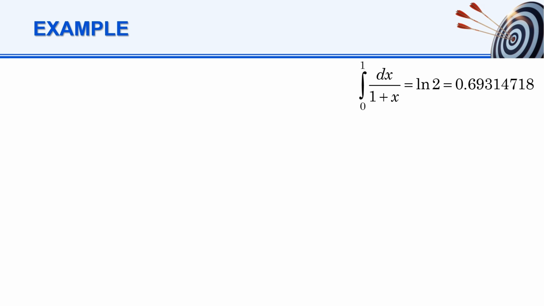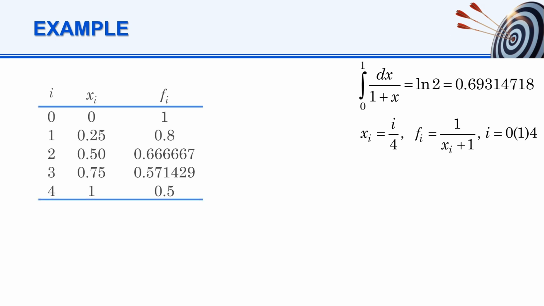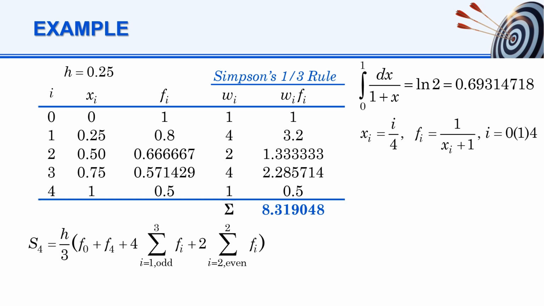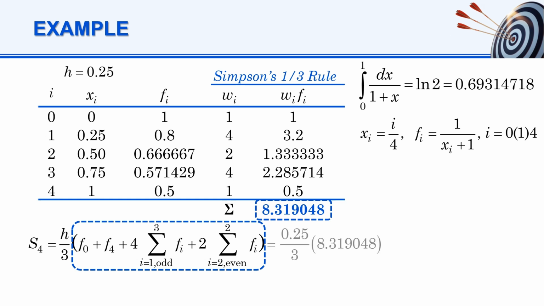For n equals 4, we construct and tabulate the abscissas and the ordinates. Simpson's 1/3 rule can be considered as a weighted sum of f(xi)'s. The weights placed in the fourth column are 1 for the first and last row, 4 for the odd-numbered rows, and 2 for the even-numbered rows. The fifth column is the product of the functions and corresponding weights. The sum of the last column gives the term of S4 in parentheses, which yields 0.693254.